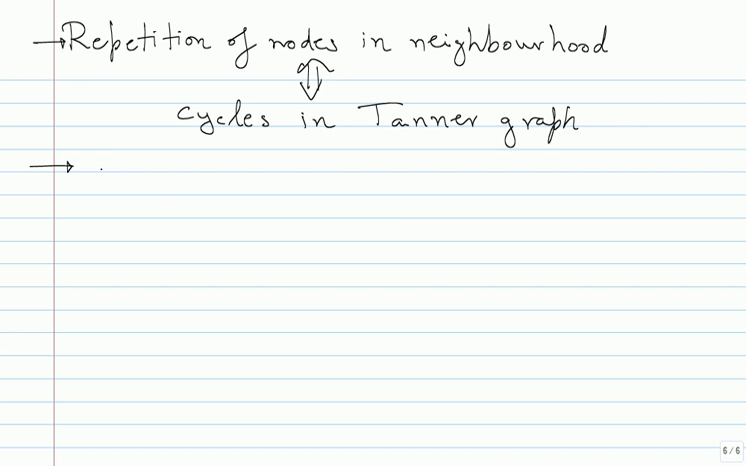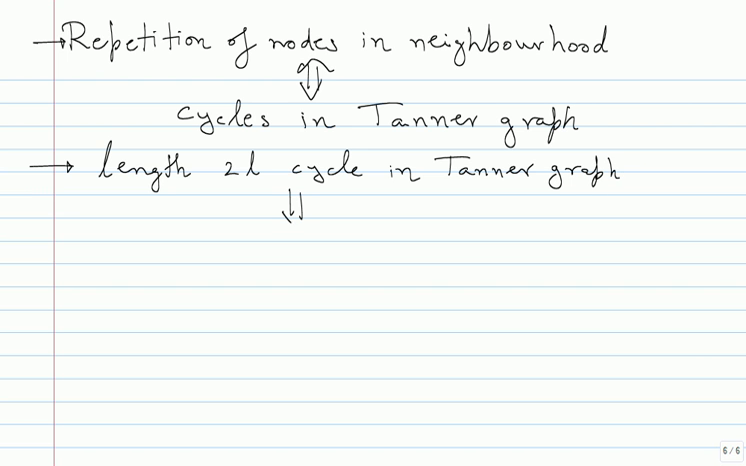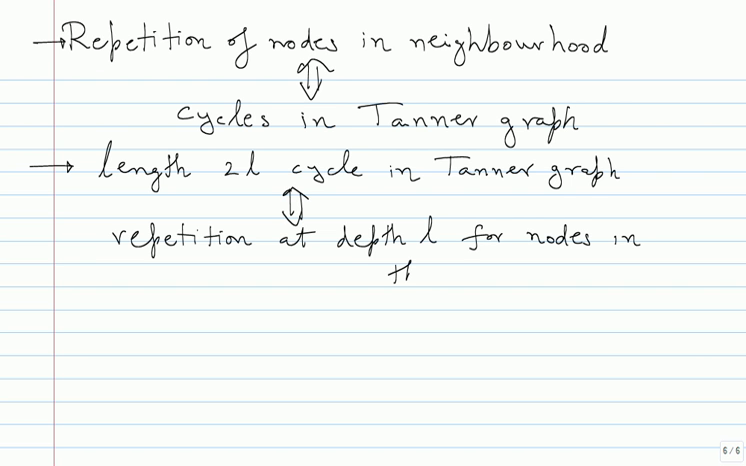So, length 2L cycle in Tanner graph implies and is implied by repetition at depth L for nodes in that cycle.